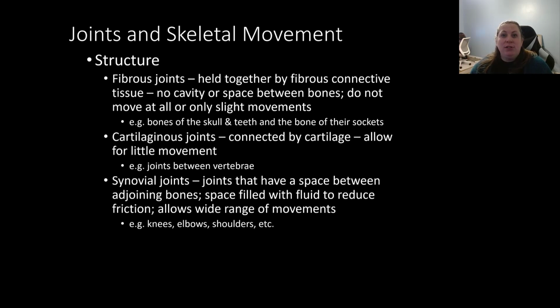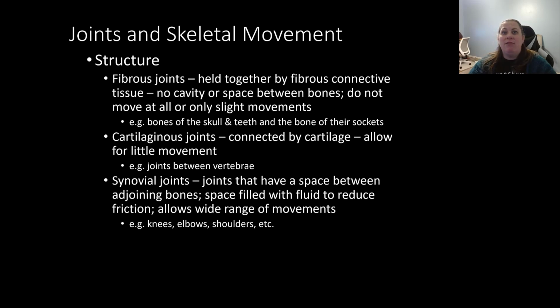The second type of joints are the cartilaginous joints. These guys contain cartilage, thus their name, and they allow for a little bit of movement, not a lot. These are joints like in between your vertebrae. So they're going to let you move from side to side, but they don't let you move a whole bunch. Your vertebrae stays pretty consistent, but there are cartilage joints in between to allow for some movement.